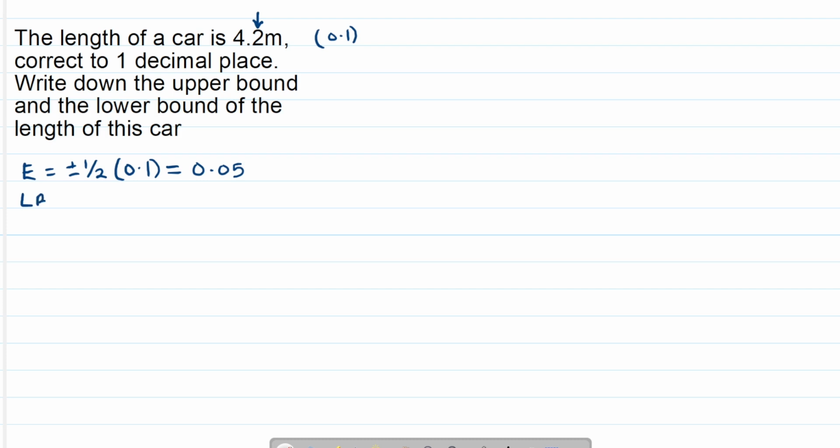Now the lower bound for the car would therefore be 4.2 meter minus 0.05, and the upper bound for the car is going to be 4.2 plus 0.05. So this will give us 4.25 meters, while 4.2 minus 0.05 will give us 4.15 meters.